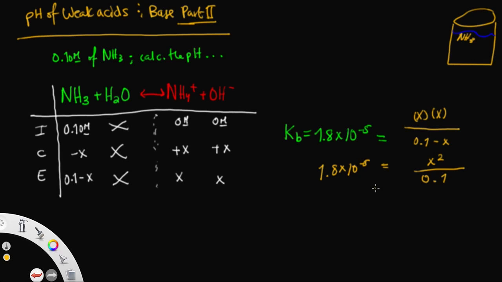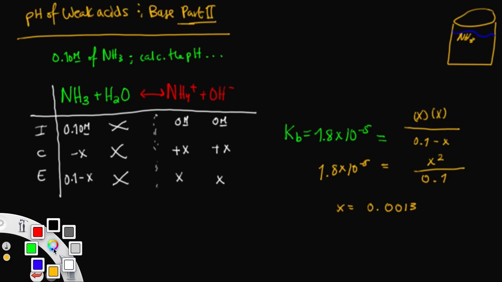So if we do some algebraic manipulation here, we multiply both sides by 0.1 and take the square root, because we have X squared. We should get X to equal 0.0013. That should be equal to what our X is. If we multiply both sides by 0.1 and take the square root, instead of getting X squared, we should get X. So we take the square root, 0.0013.